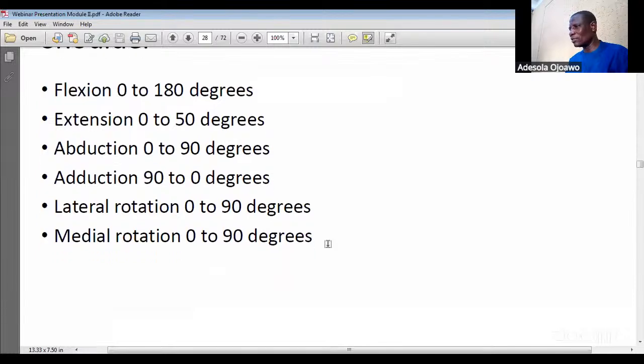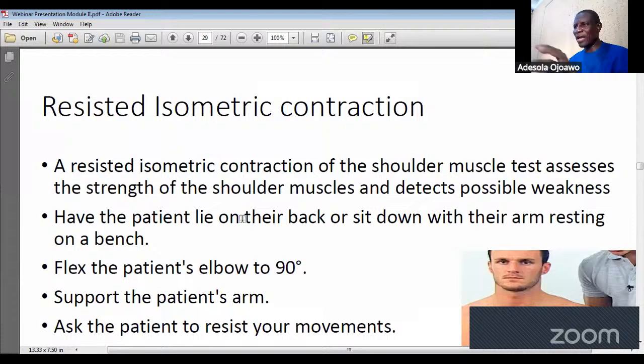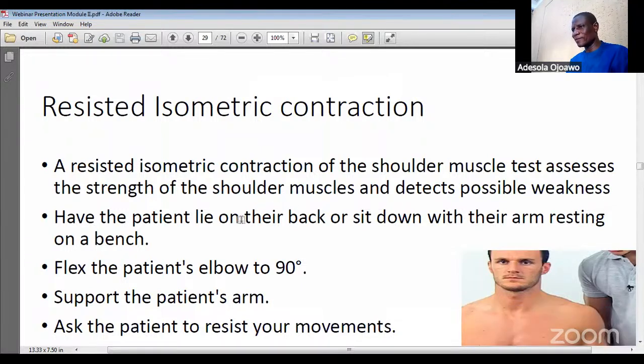Right. That's how it goes there. Having measured that, we now need to test the integrity of the muscle. That's where the issue of resisted isometric contraction comes in. We call it resisted isometric contraction. The resisted isometric contraction of the shoulder test assesses the strength of the shoulder muscles and detects possible weakness.